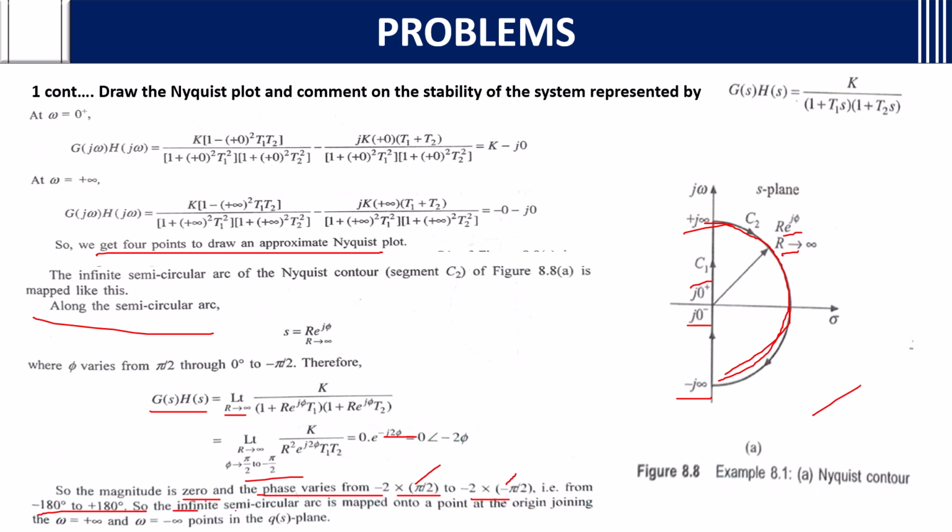So the infinite semicircular arc is mapped onto a point at the origin, joining the omega equals plus infinity and minus infinity points in the GH plane.